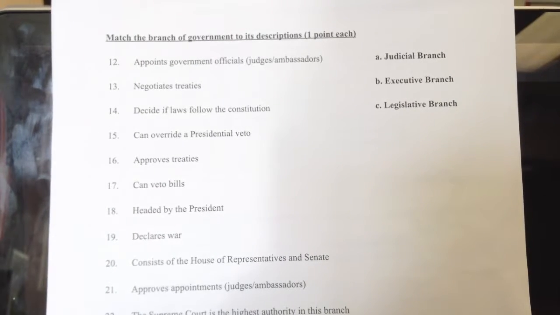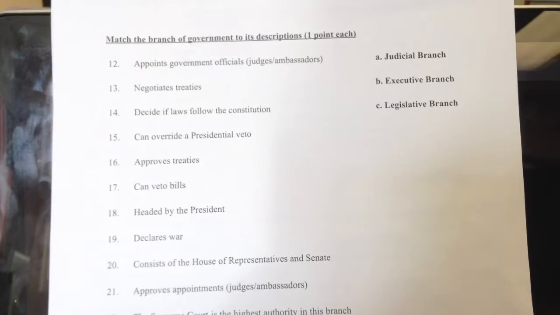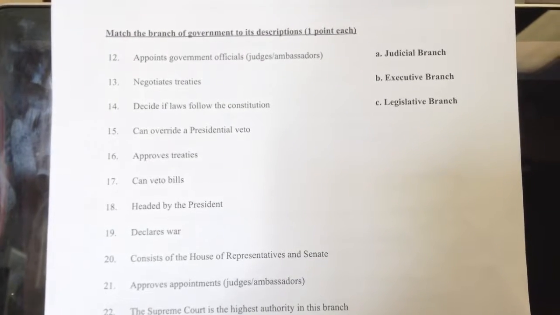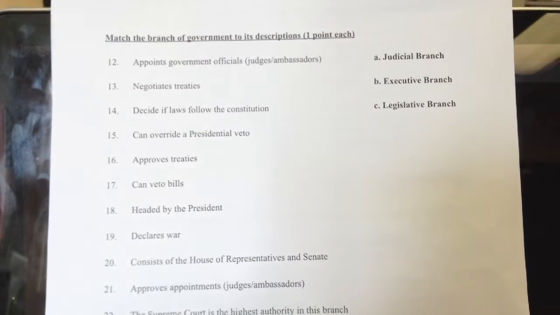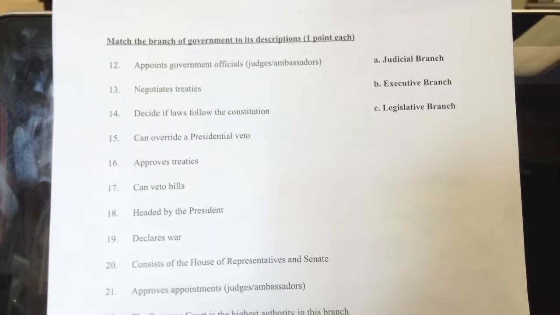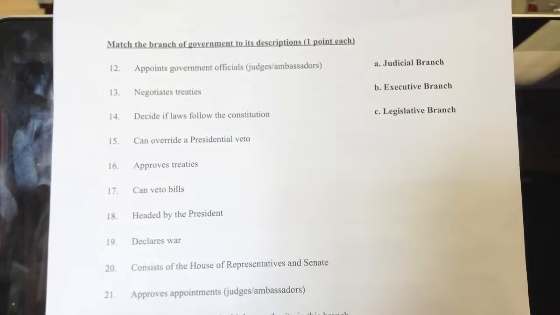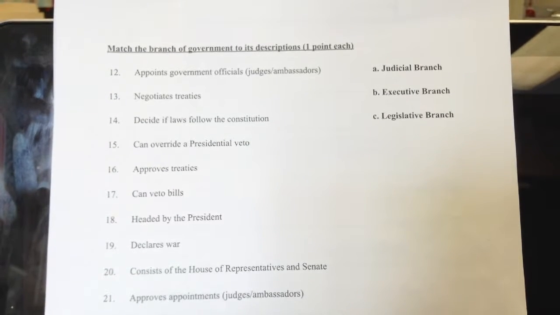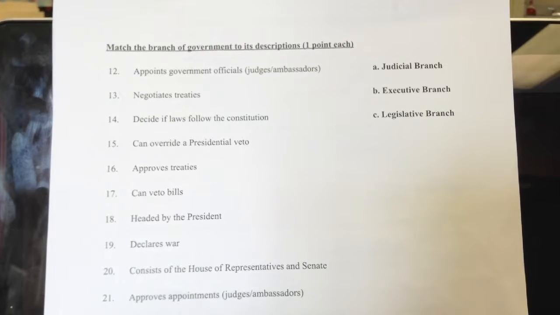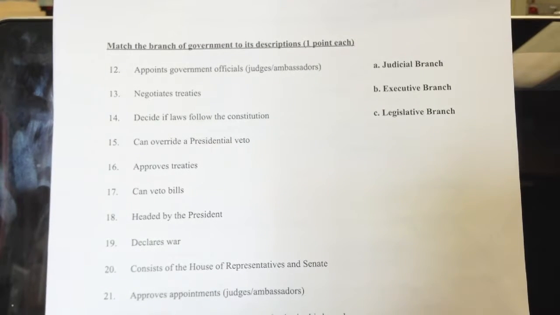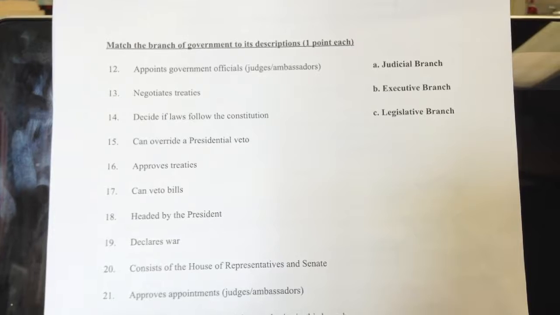The next section of the test is matching branches to its description. Each is worth 1 point. Your choices are A. Judicial branch, B. Executive branch, or C. Legislative branch. Number 12. Appoints government officials such as judges and ambassadors. Number 13. Negotiates treaties. Number 14. Decide if laws follow the Constitution.